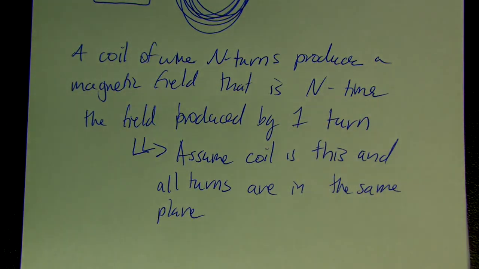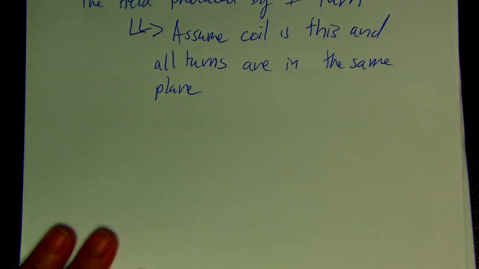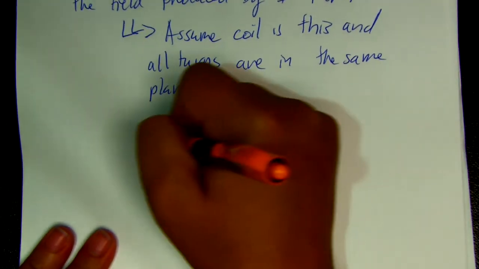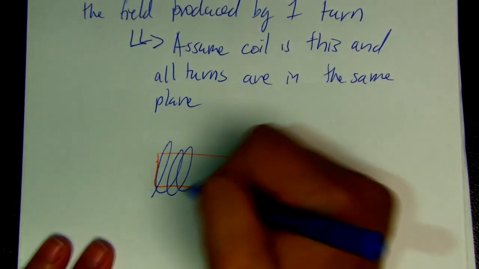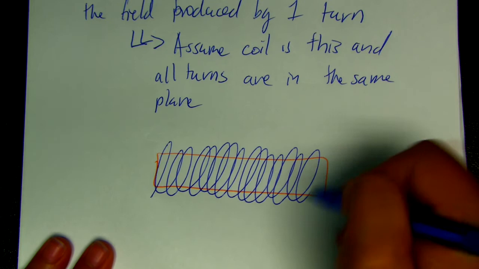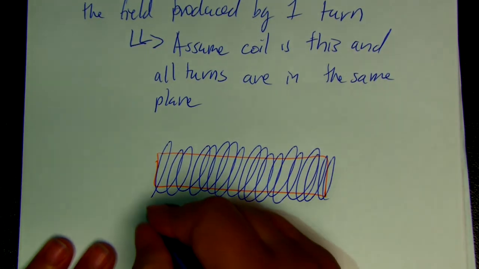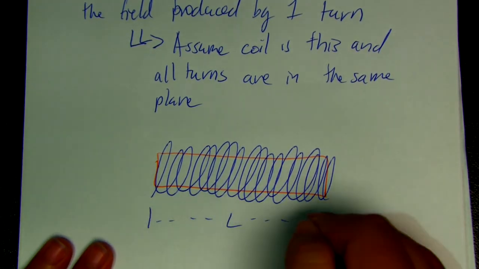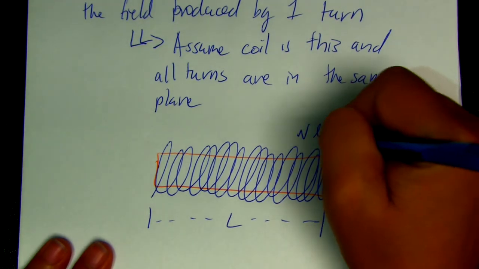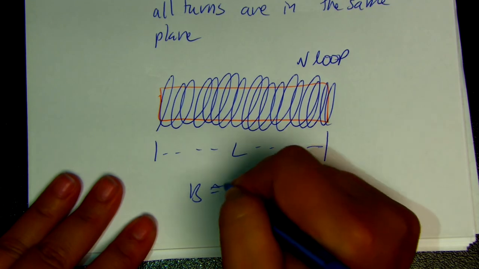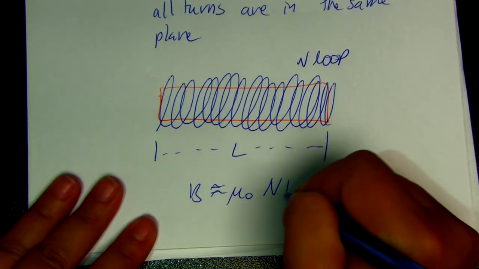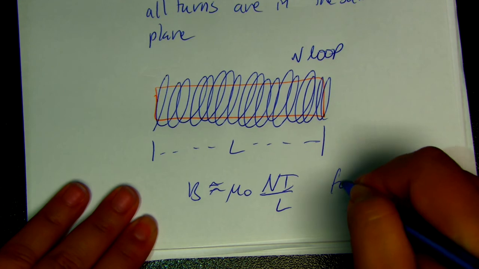Then you have something called a solenoid, and we do actually have a way to handle that. So a solenoid, let's say you've got a long cylinder and you've got all of this wire wrapped around it, only the turns would be very, very close together. It would have length L and N loops. And the magnetic field of a solenoid is approximately mu naught Ni over L for a solenoid.